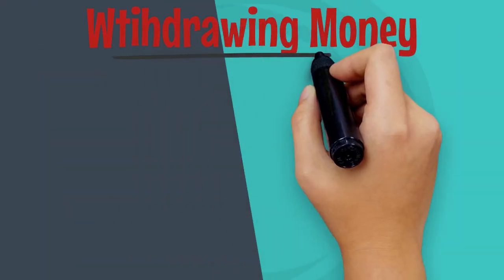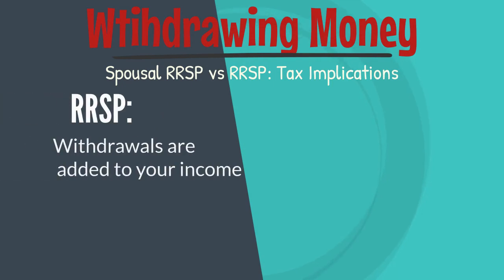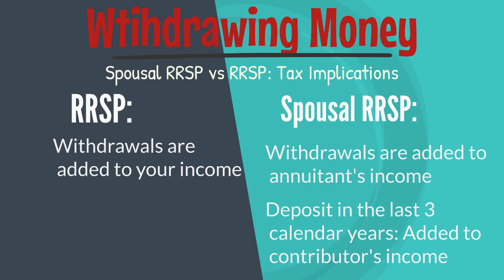Something to be careful with spousal RRSPs are your withdrawals. With a normal RRSP, anything you take out is added to your taxable income, and that's generally the case for a spousal RRSP as well. However, if a deposit was made the same year you're making a withdrawal, or any time during the 2 previous calendar years, then some, if not all of what you take out, will be added back to the contributor's taxable income, the higher income earning spouse.